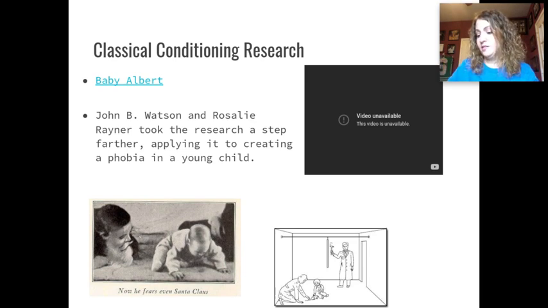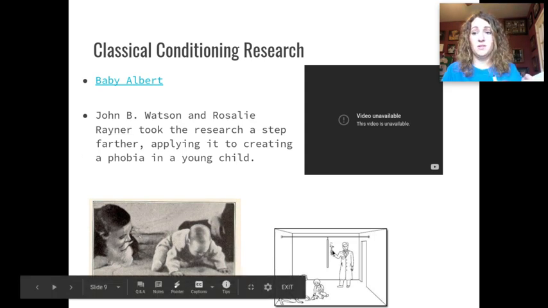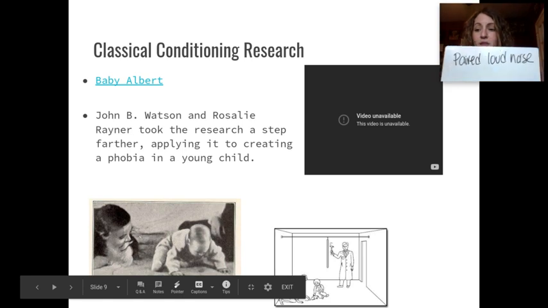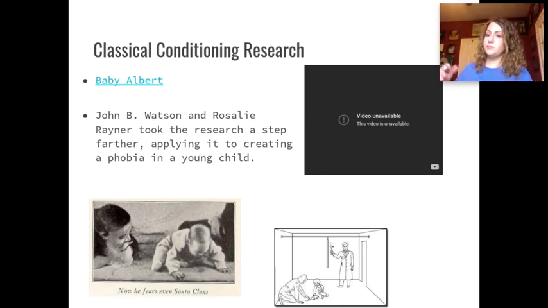They paired, technically this loud noise is they have this metal rod and they would hit this metal rod with a hammer. So really loud. They paired loud noise with a rat. We do not have a natural fear of rats. That is, if you are afraid of rats, that's learned.